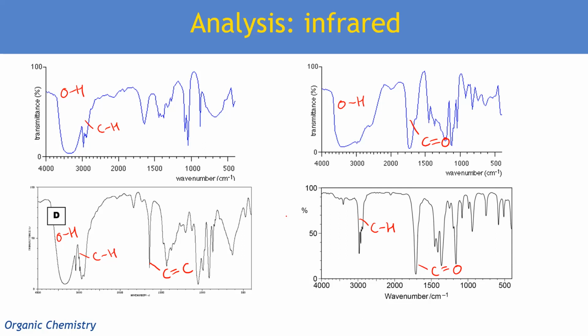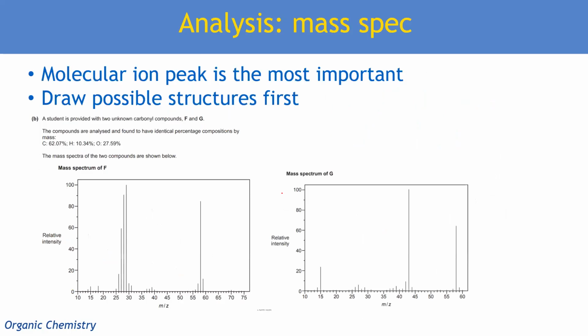If you're writing about infrared, don't say it's got a C=O and an OH, so it must be a carboxylic acid. You need to put other stuff together to decide whether it's a carboxylic acid. You can't always assume. Okay, what about mass spec?